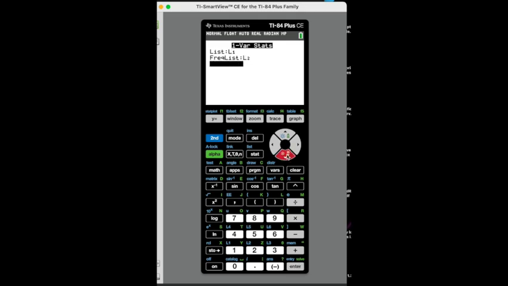Mine's already set up. And again, if you have the other model where you hit the button that says one variable stats and it brings you back to your home screen, you want to do first list, comma, and then whatever your second list is. I'm going to hit enter, and then it's going to tell me what my expected value is.